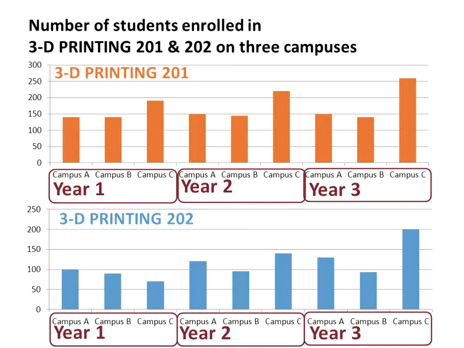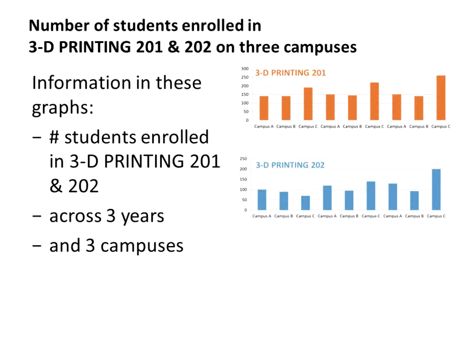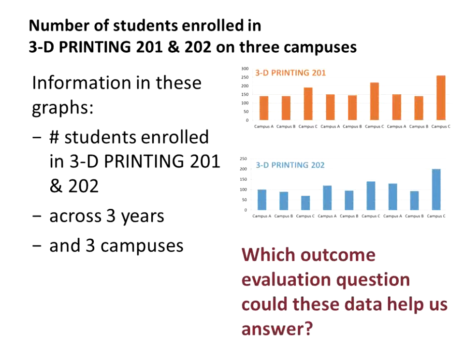But the bigger issue is, what is even the key message from these charts? They tell us the number of students enrolled in these two courses, 201 and 202, across 3 years and across three campuses. So I want to go back to our original evaluation questions and consider which of those questions these data might help us answer.